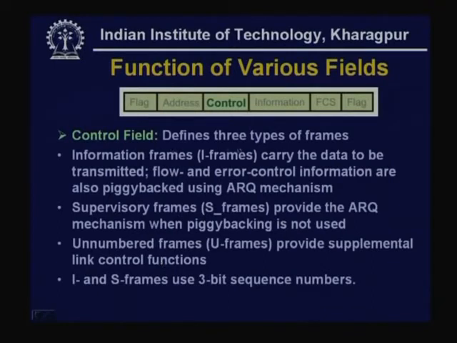This control field defines three types of frames: information frames, which can carry data to be transmitted; flow and error control information are also piggybacked using ARQ mechanism. Then supervisory frames provide ARQ mechanism when piggybacking is not used. Unnumbered frames provide supplemental link control functions, and I and S frames use a 3-bit sequence number, as we shall see. So, how the flow and error control is being used here will be explained.